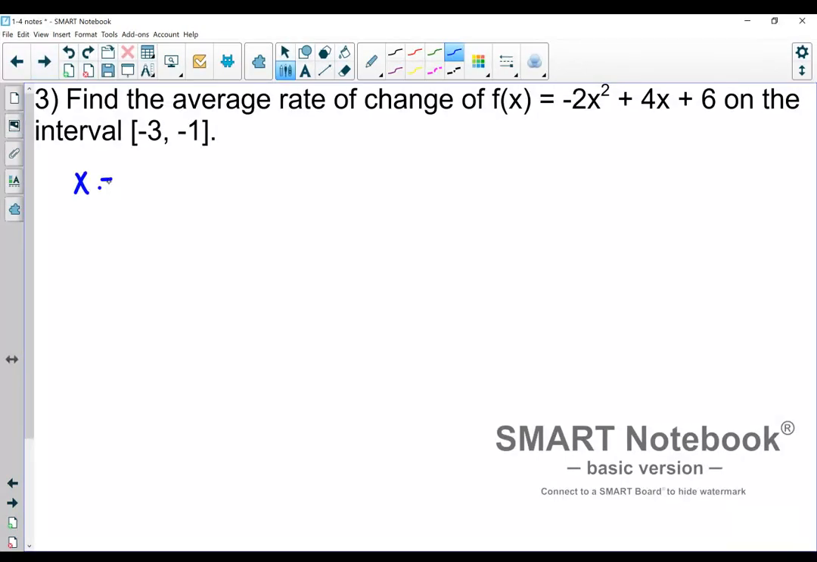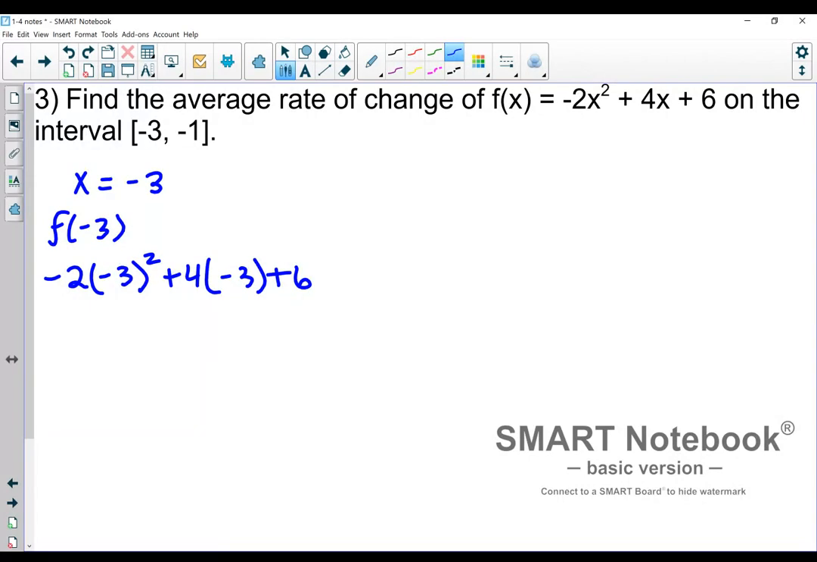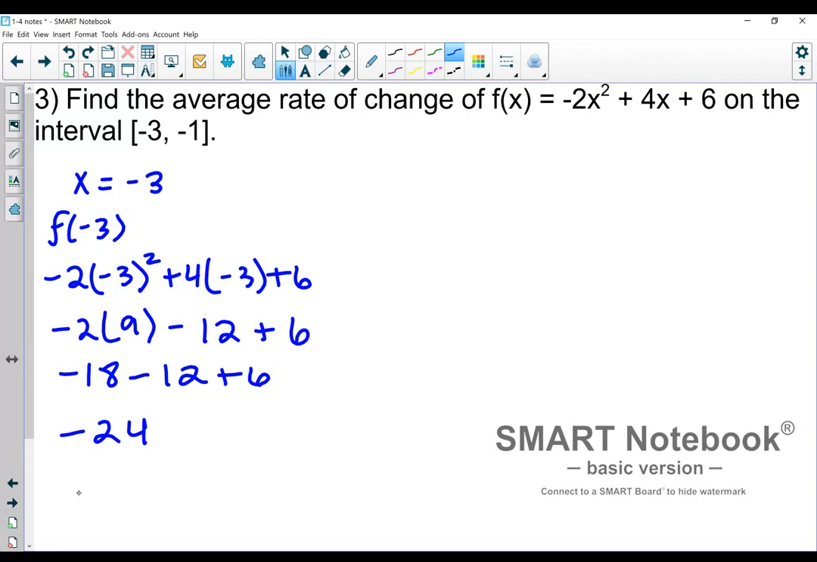So when x is -3, let's find f of -3, which means we're going to be doing, let's see, -2 times -3 squared plus 4 times -3 plus 6. So we're going to go through and work all of this out. So now we have -2 times 9 minus 12 plus 6. Let's go ahead and multiply. So -30 plus 6 would be a -24. So we have the ordered pair -3, -24.